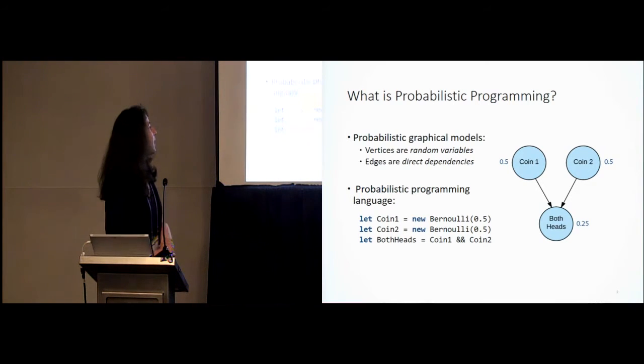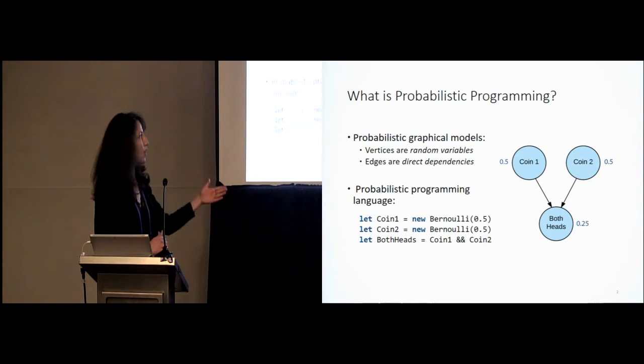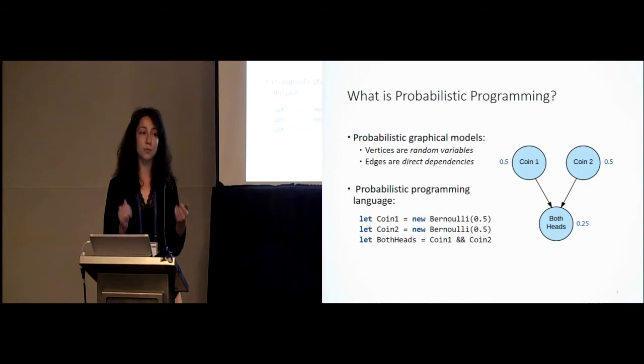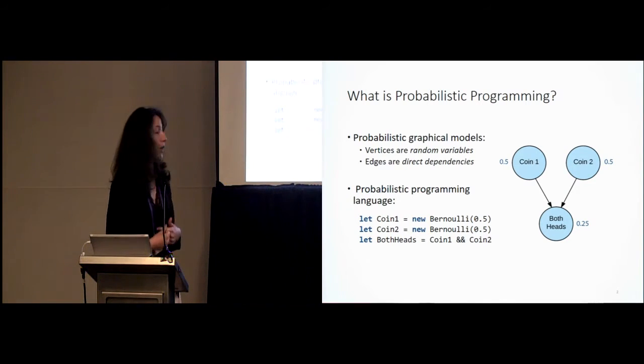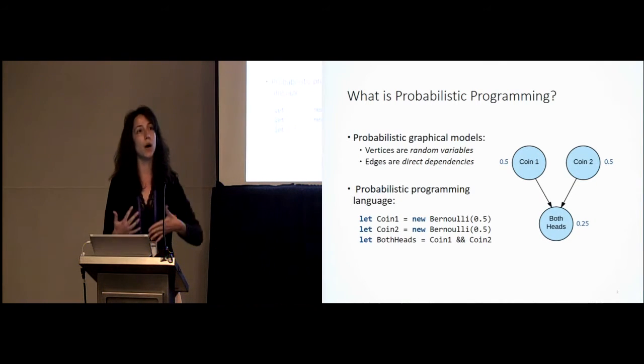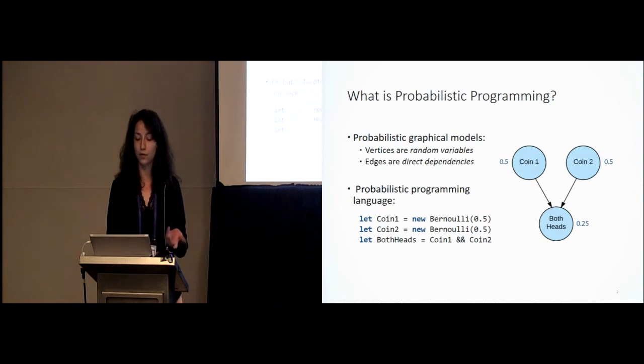Now, probabilistic programming languages try to make the description of probabilistic graphical models easier by treating random variables as primitive objects and by introducing automatic inference that can help updating what the probabilities of events happening are after observing some evidence.